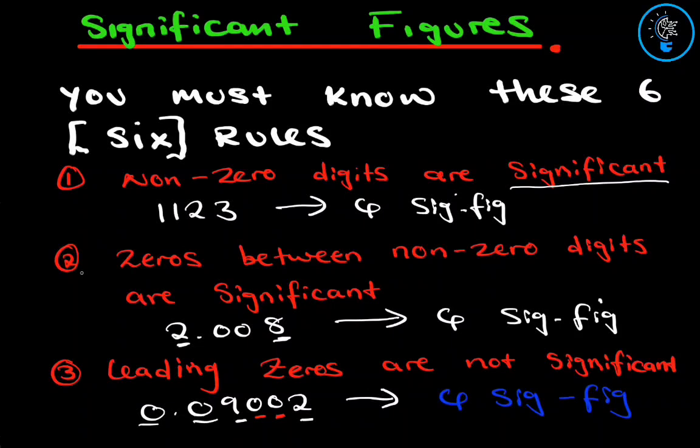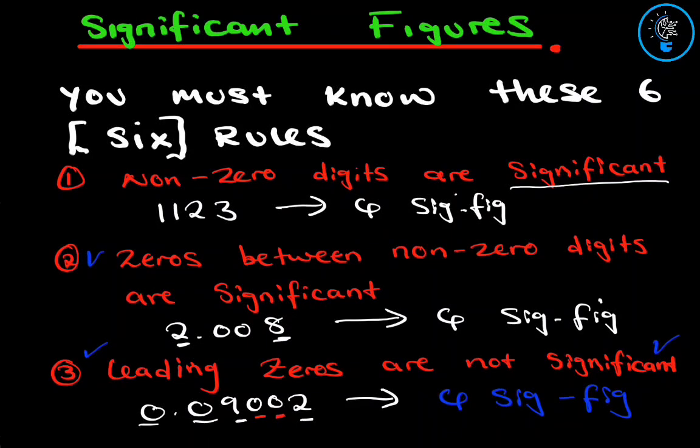To find the answer, I need to combine rule number 2 and rule number 3. Rule number 2 states zeros in between non-zero numbers are what? Are significant. But leading zeros, they are not significant. So even if there is a decimal place or there is not, it does not affect this rule. The rule still applies.